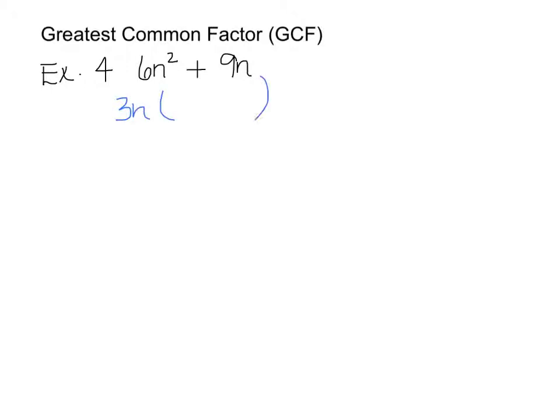And then you factor out a 3n. And it's kind of like you are doing backwards distributing. So you're trying to figure out what times 3n will give you 6n squared. Well, that would be 2n plus what times 3n will give you 9n. That would be 3. And that's as far as you can go. And then you may have one with 3 terms, like this.